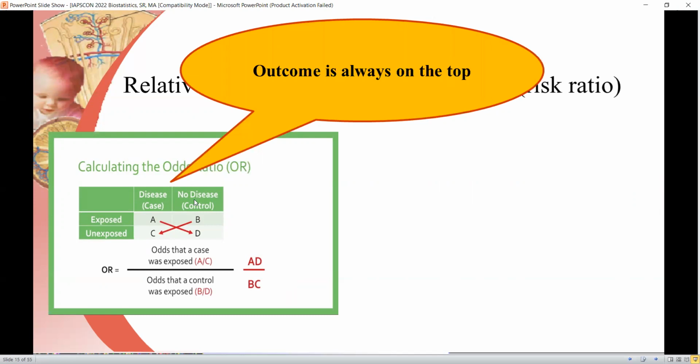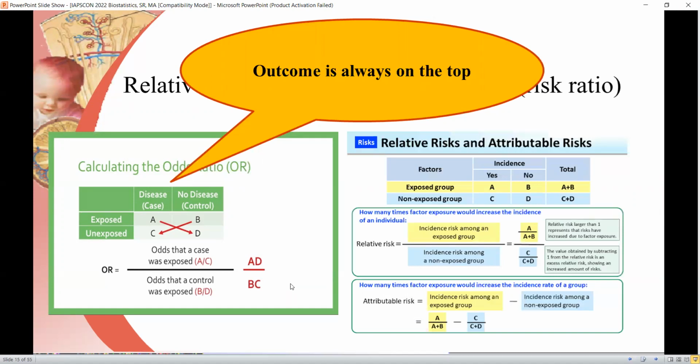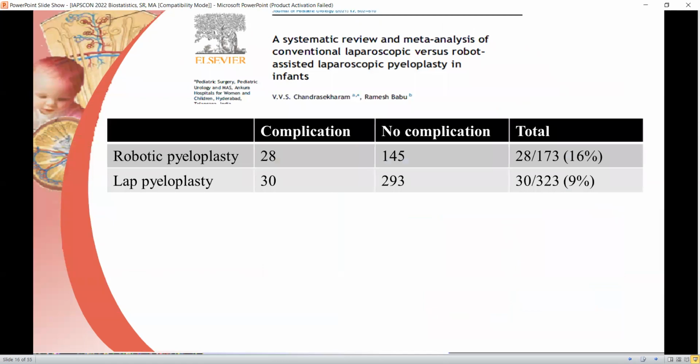Okay. So calculating the odds ratio, you again create a 2x2 table, disease versus no disease. Again, the outcome is always on the top, right? So you have the exposed and unexposed. Then you put them into four groups. So AD by BC. So odds that a case was exposed, and then odds that a control was exposed, and you put that into this particular formula for odds ratio. On the other hand, for relative risk, you find out the risk of the group in the exposed divided by the risk of the group among the non-exposed. So there you can say that this is this many percentage more than this. Okay. Now I come to this particular example.